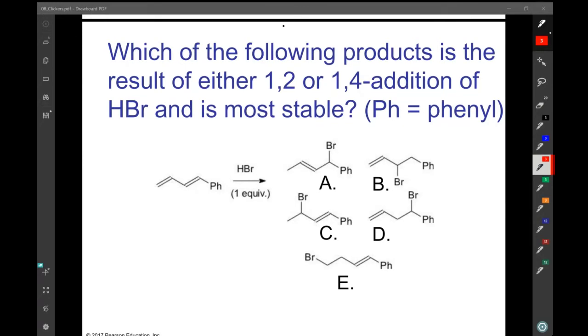Say that again. They want to know if the products are equally substituted. Does that mean there's no thermodynamic product? If the substitutions are the same, then they have the same stability. In that case, you cannot say one is thermodynamic. It's not possible because they have the same substitution. Does that make sense?